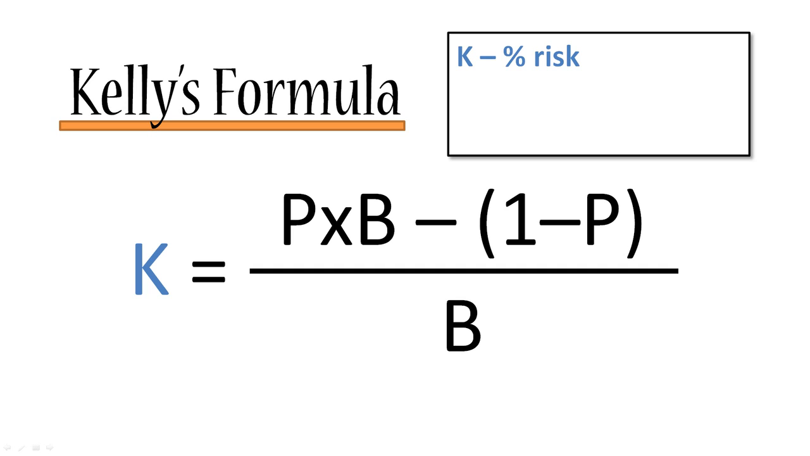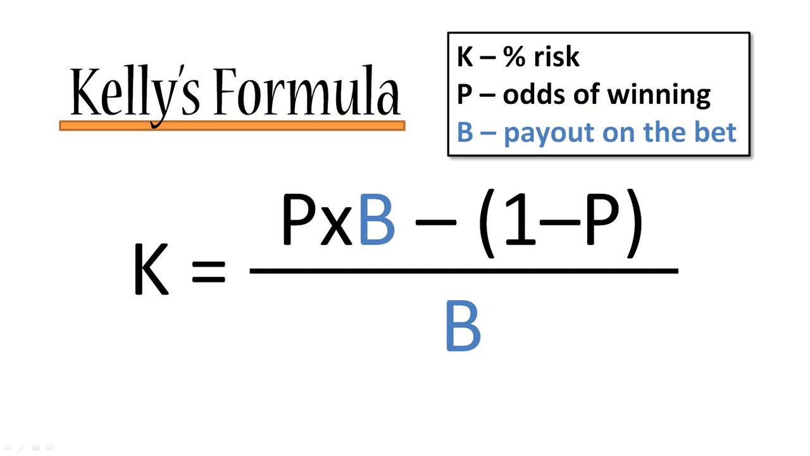Alright, so next letter. The next letter is P. P is your percentage, your odds of winning. So how often in your trading strategy or in this coin toss game are you going to be profitable? In our particular example, when you toss a coin, obviously your odds of winning are 50%. Now the next letter is B. B is your payout on the bet.